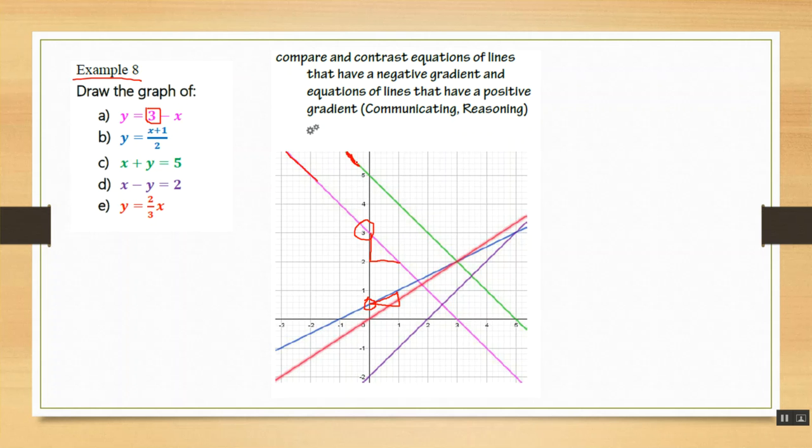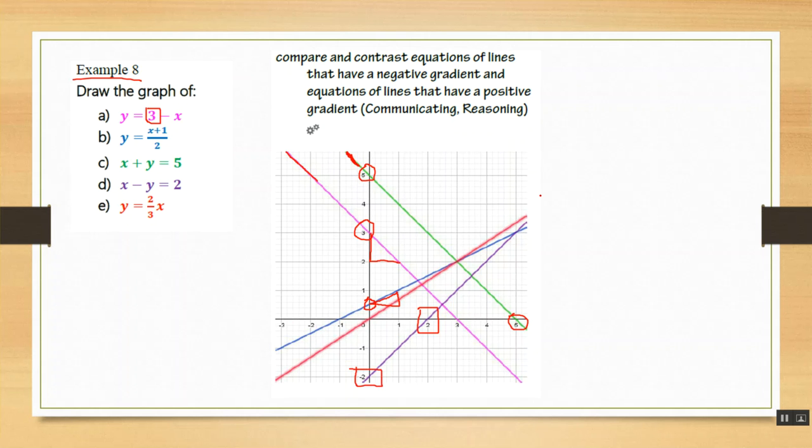For the green one, I like to think about what happens if x equals 0. That means y equals 5, so we get this point. If y was 0, we would get x equals 5, which is this point. X minus y equals 2, we can do the same kind of thing. When y is 0, x equals 2. So that's this point. And when x equals 0, we get minus y equals 2. So y equals minus 2.